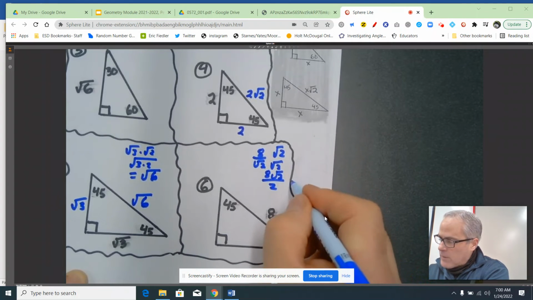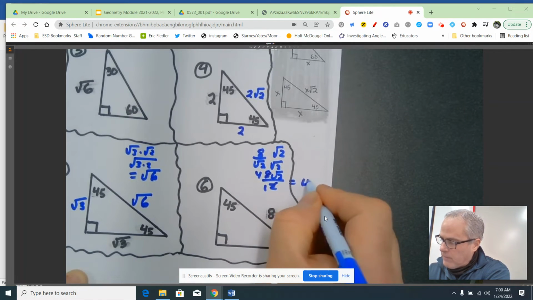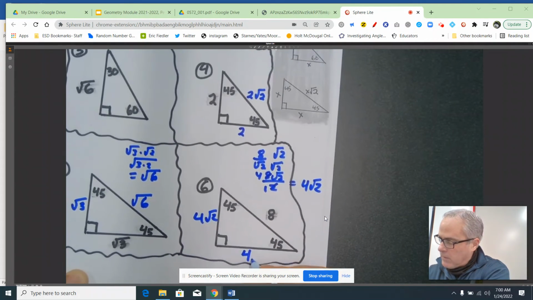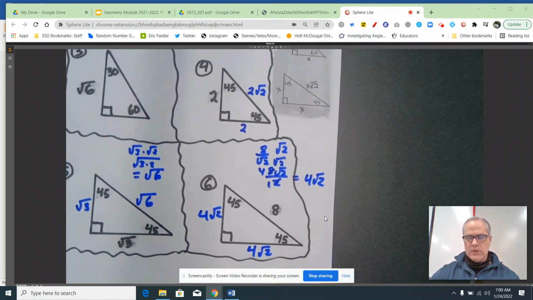2 goes to 8 4 times. That's reducing, canceling. And I get 4 root 2. So I get 4 root 2 for a leg. But remember, the legs are the same in a 45, 45, 90. So they are both 4 times the square root of 2.